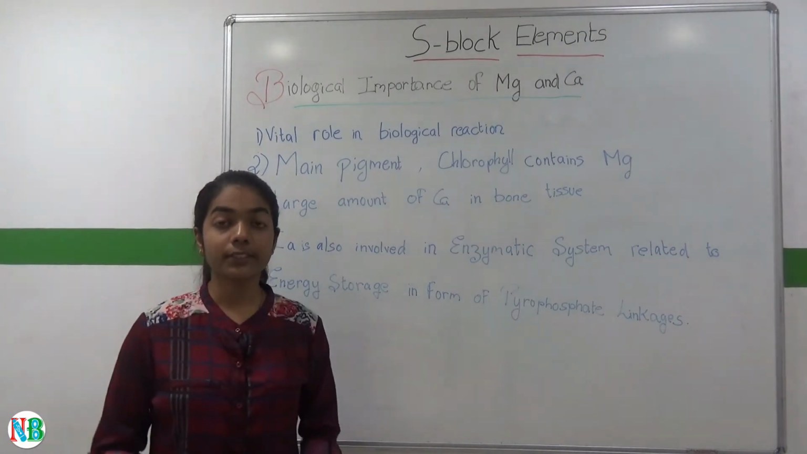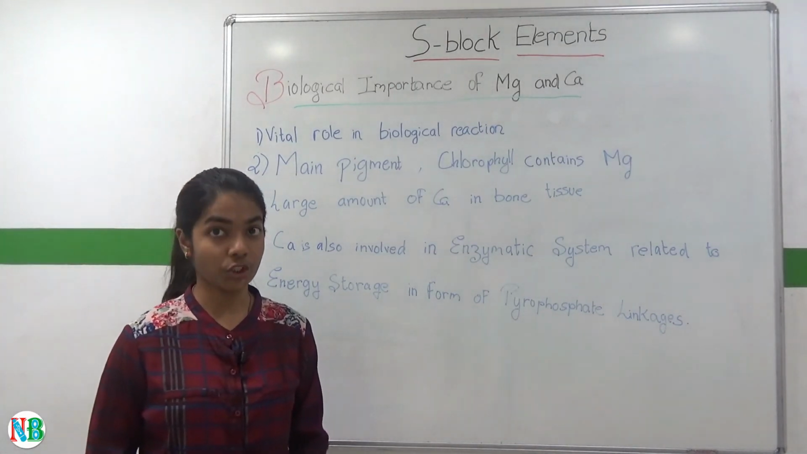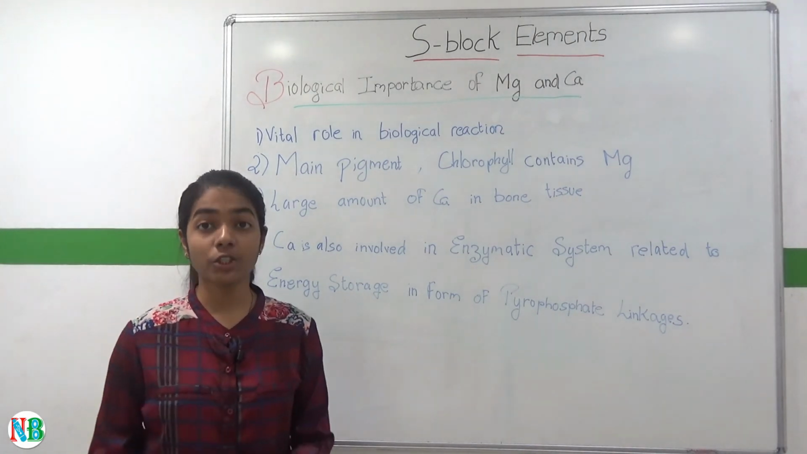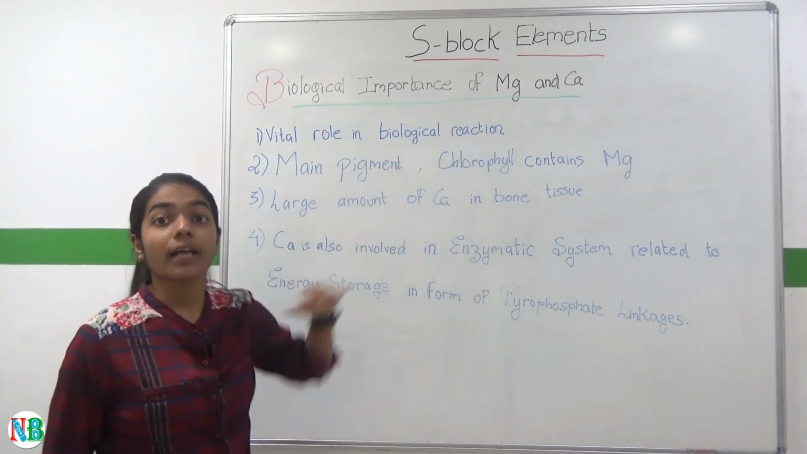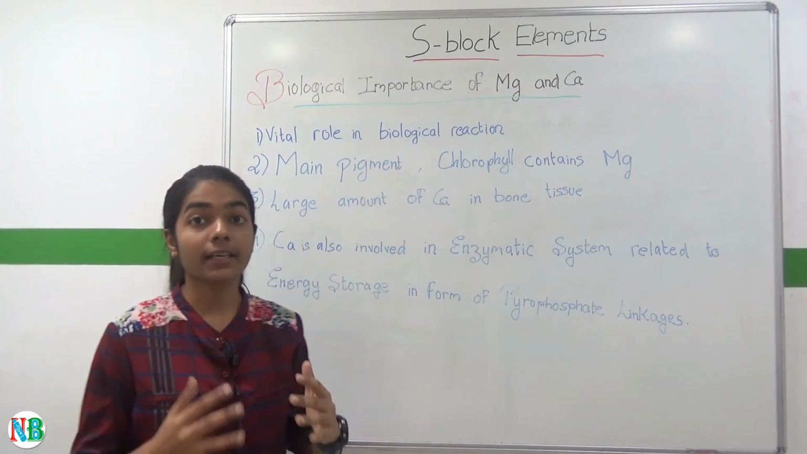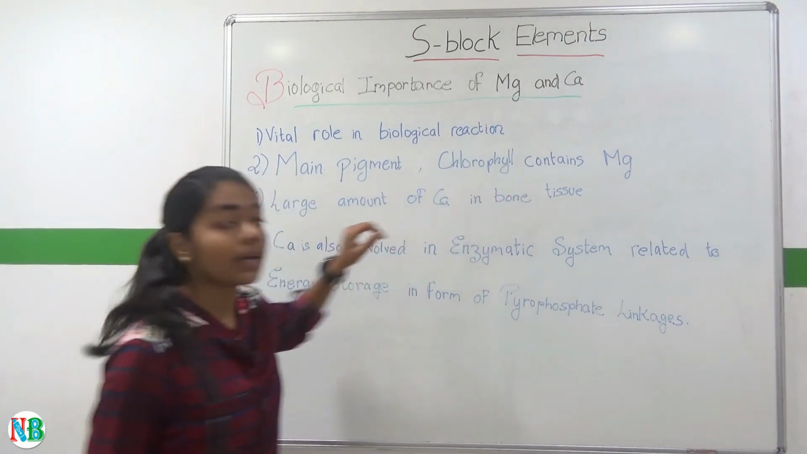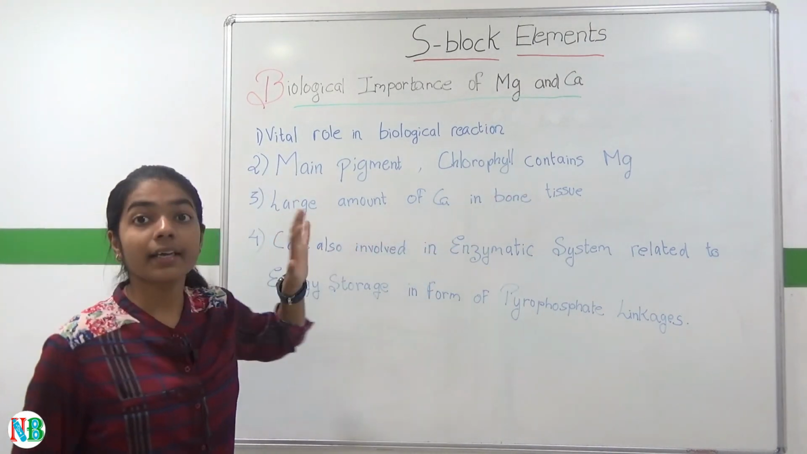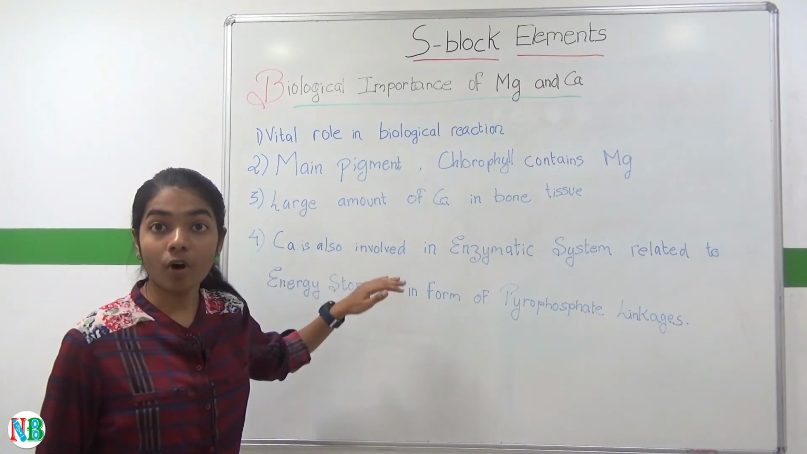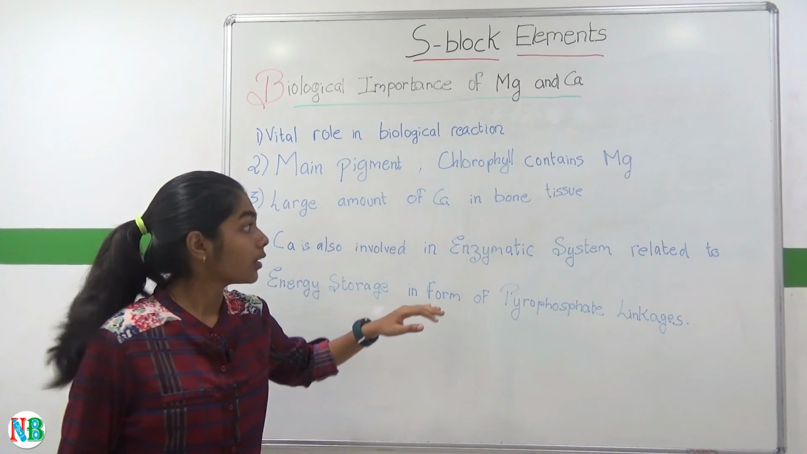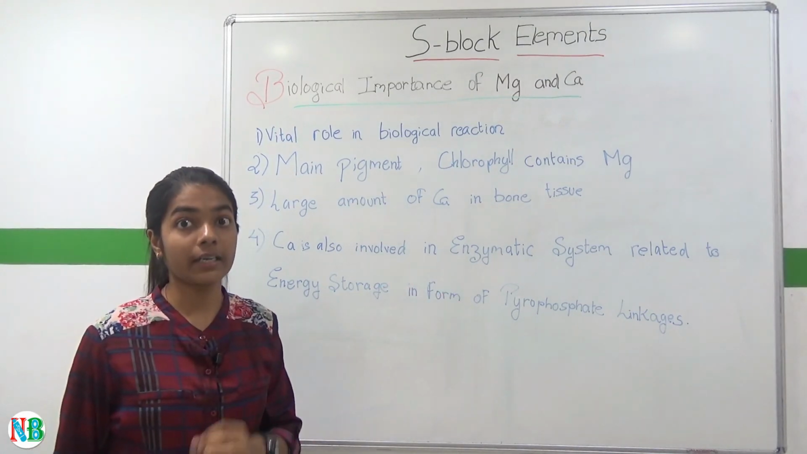Now we will move towards the next topic of S block, that is biological importance of calcium and magnesium. Calcium and magnesium play a vital role in biological reactions. The main pigment which absorbs sunlight in plants is chlorophyll, which contains magnesium. Calcium is present in bone tissues in large amount. Calcium is also involved in enzymatic reaction related to storage of energy in forms of pyrophosphate linkage.